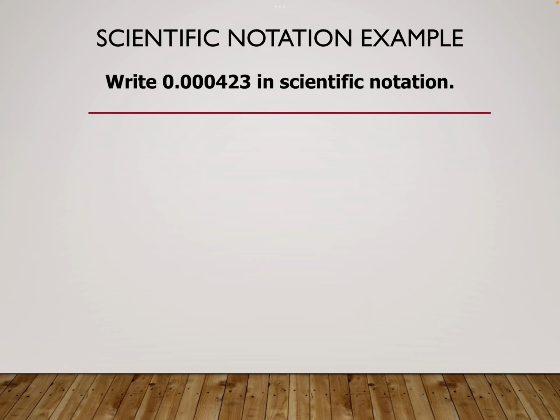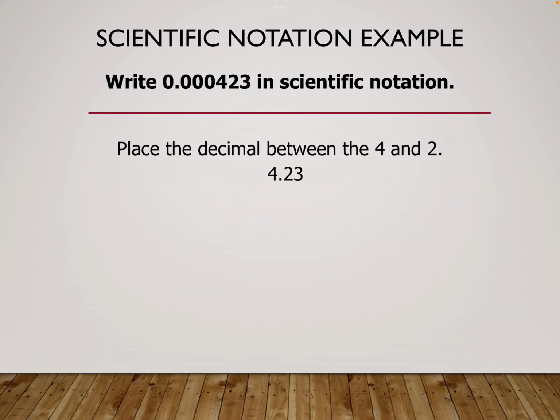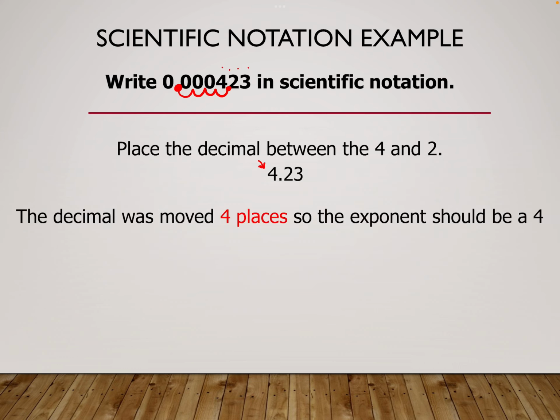Like this one. Write 0.000423 in scientific notation. All right. The first step is to move that decimal point. So we're going to take it here, and we're going to go 1, 2, 3, 4. We have to put it so that there's just one number in front of the decimal point. So that's going to give us 4.23. The decimal was moved 4 places, so our exponent is going to be a 4.